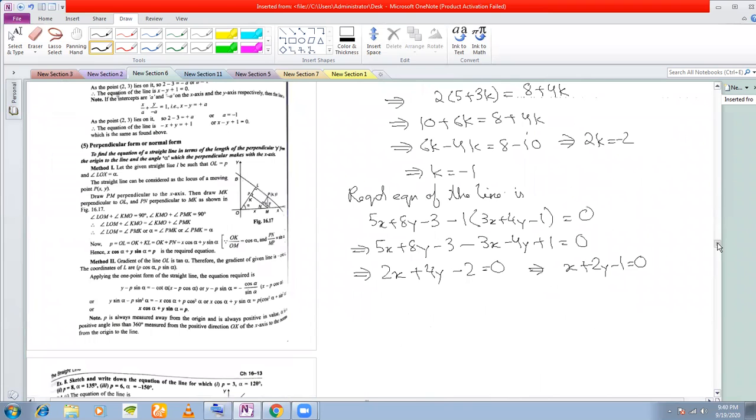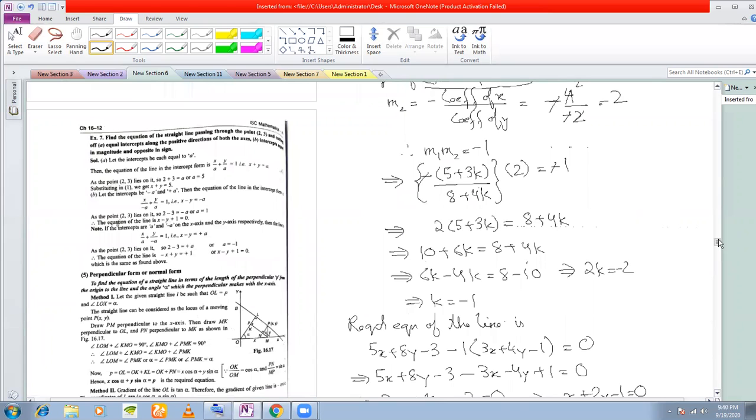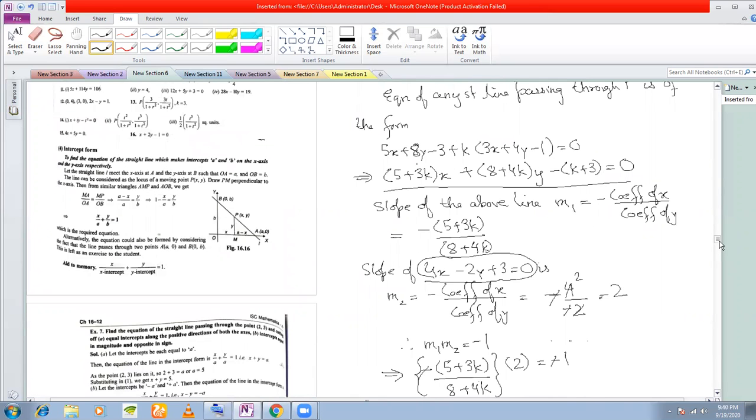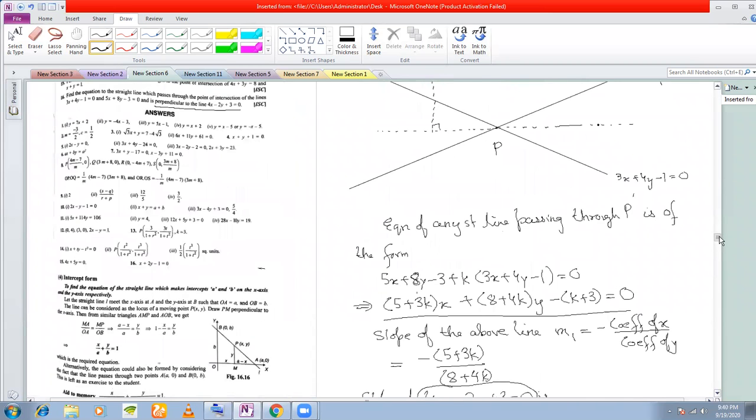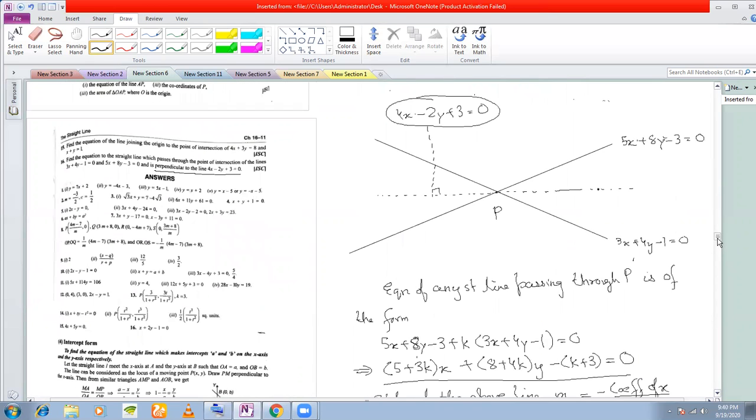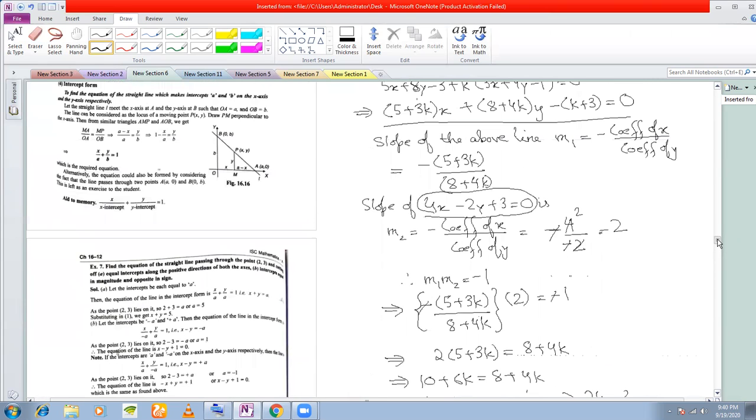Okay, so it is not a very long method. If you want, you can do it your class 10 way also, solve it simultaneously, find the point P, and then write the equation. Since you knew that method already, that is why I did not show you that method. But once you are comfortable with this method, you will find it to be very easy. Although it looks a little lengthy, actually it is not. It is a very simple method.